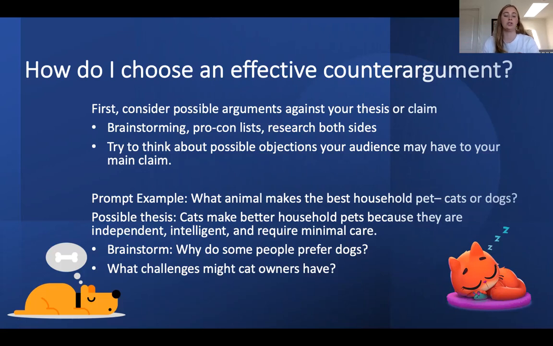So one question I might ask myself if I were writing this paper would be, why do some people prefer dogs over cats as pets? Another question might be, what challenges might cat owners have? So these are opinions that go against your main claim, but might help you to think about how to strengthen your own and might help you to build a rebuttal.